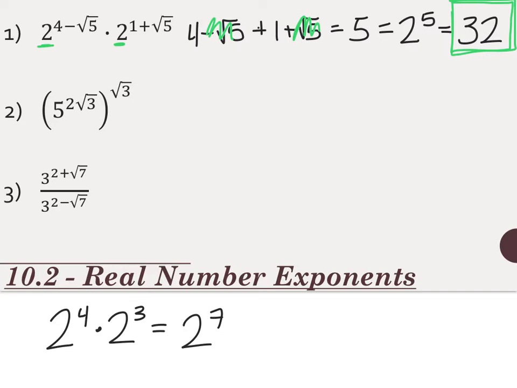This next one, we have 5 to the 2 square roots of 3 power, and then the whole thing is raised to the square root of 3 power. This is similar to 5 squared all to the 3rd power. In an example like this, we are multiplying our exponents, 5 to the 6th. So that's exactly what we're going to do in this example. We're going to multiply our exponents.